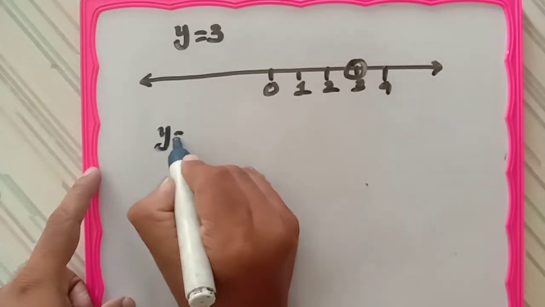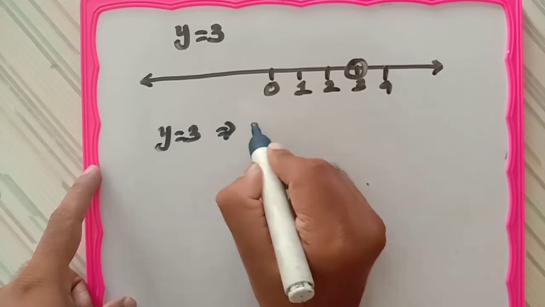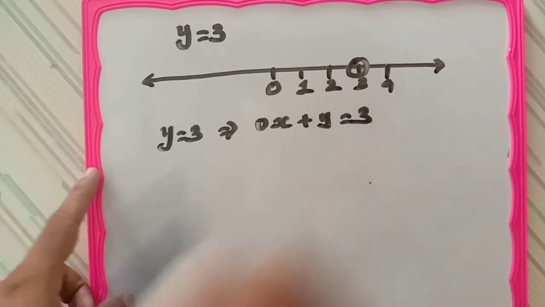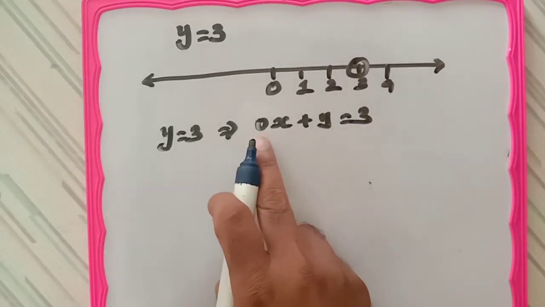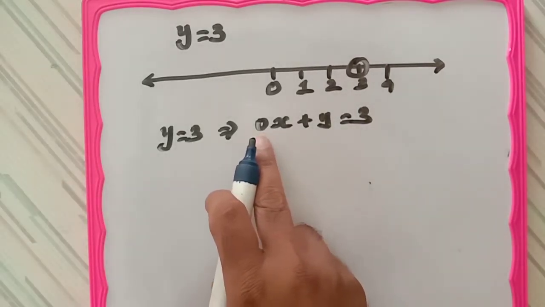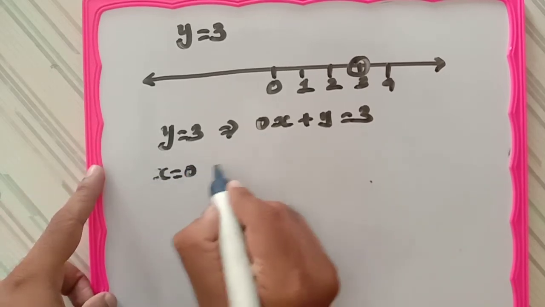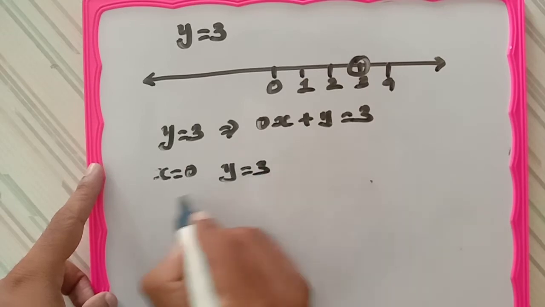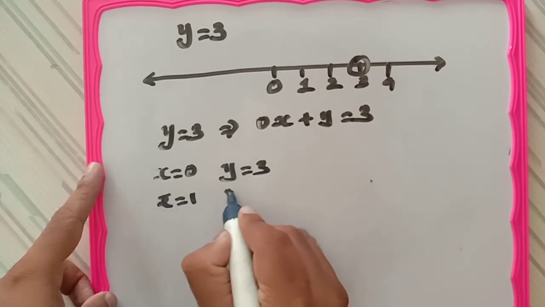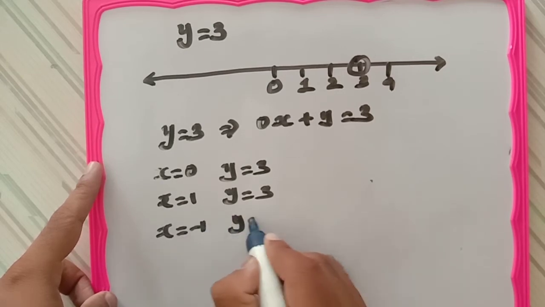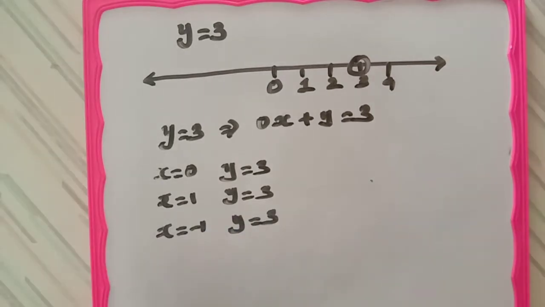In two dimensions, we write y equals 3 with two variables: 0x plus y equals 3. Now the x coefficient is 0, so whatever value of x we take, y equals 3. If x equals 0, then y equals 3; if x equals 1, then y equals 3; if x equals minus 1, then also y equals 3. For any value of x we will get y equals 3.